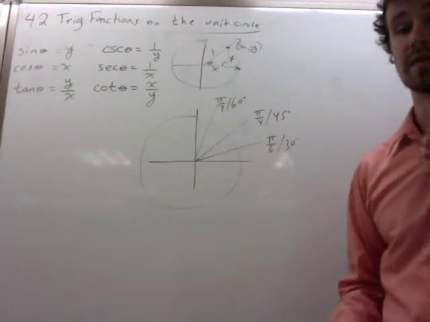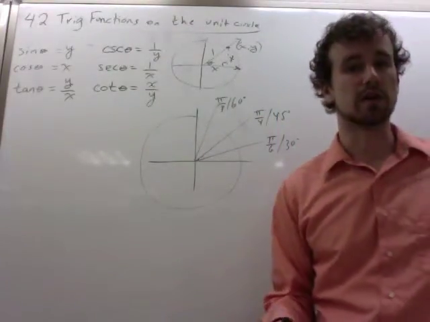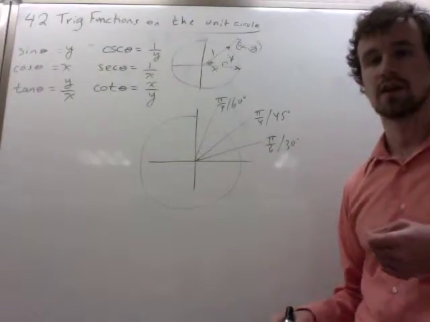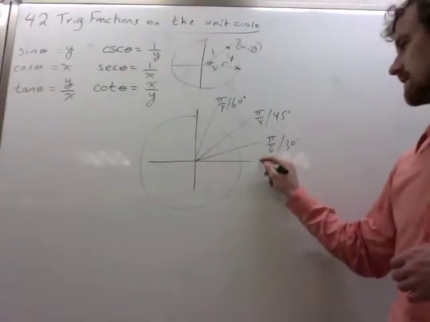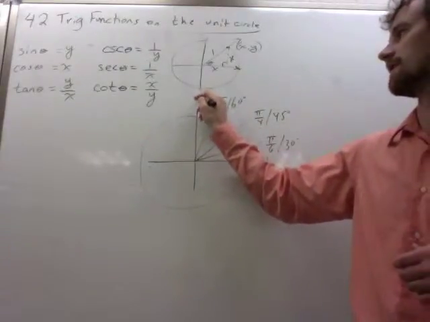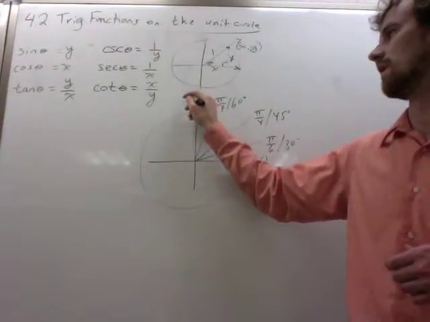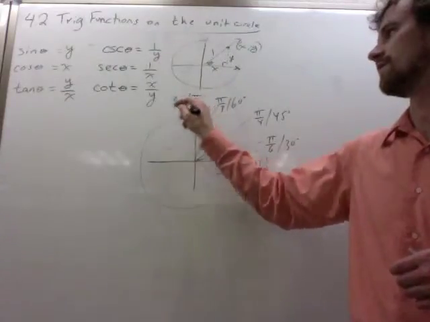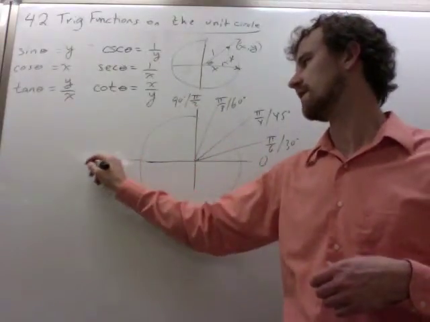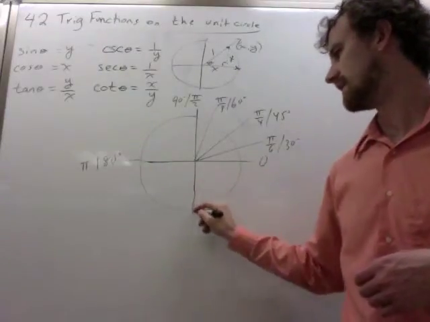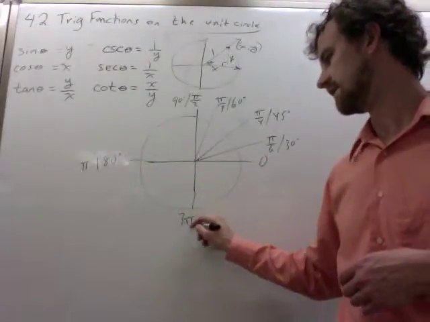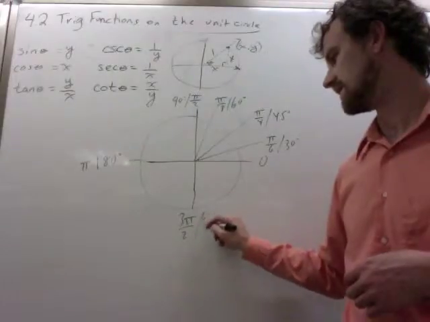We're also going to want to know the trig functions of what are called our quadrant angles, which are the angles that land directly on one of the axes. This is 0, pi over 2, or 90 degrees. This is pi, or 180 degrees. And this is 3 pi over 2, or 270 degrees.